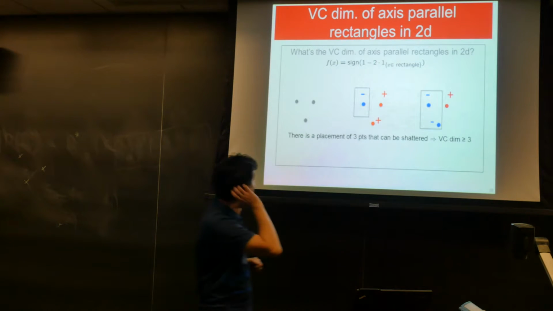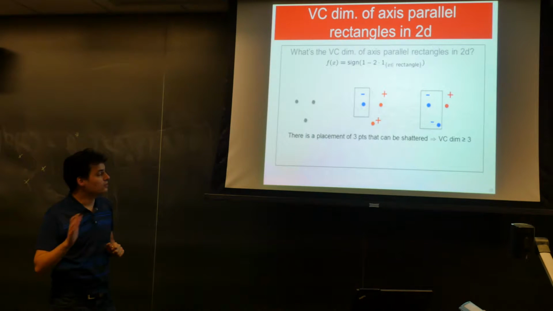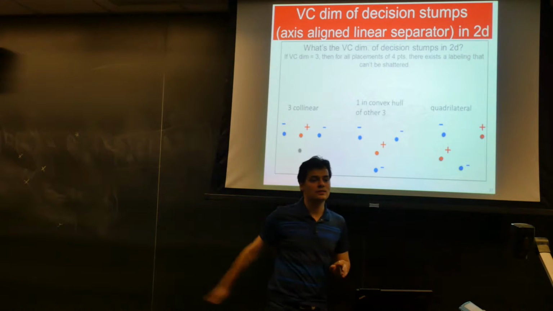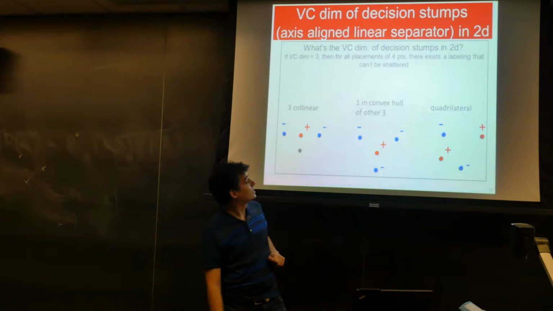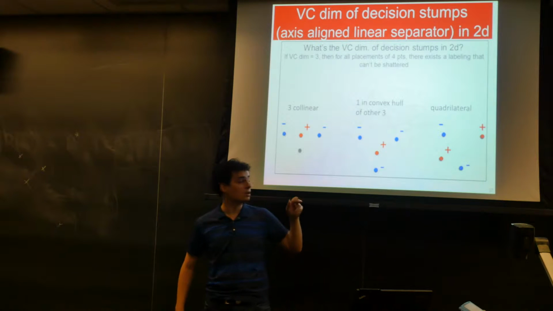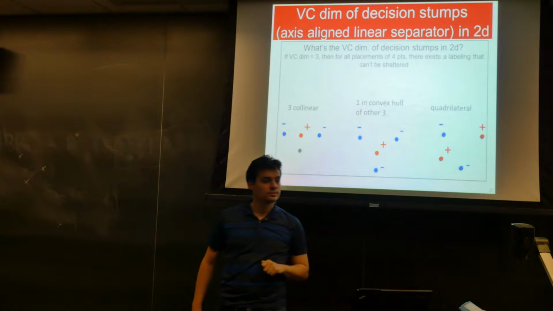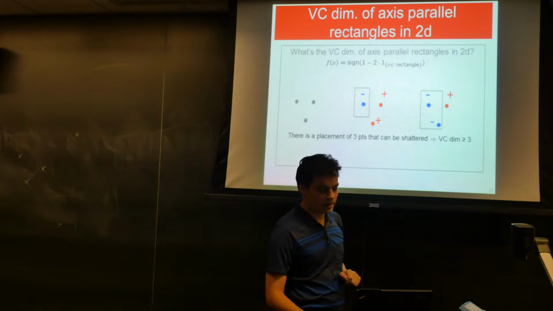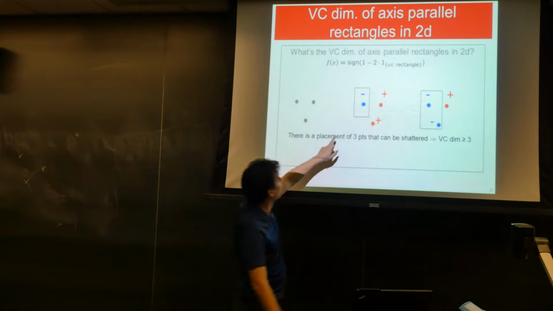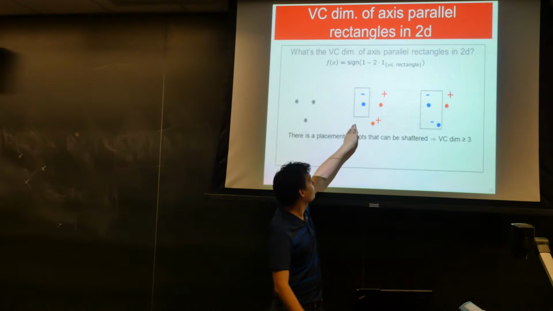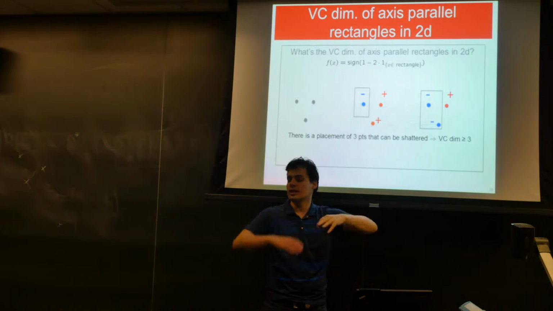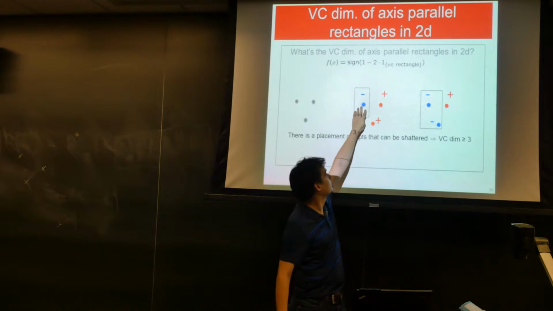Okay, let's see another set of classifiers. Any question about this? Is it clear that the VC dimension of decision stumps is 3 in this case, when the dimension of the domain of your features is 2? Okay, then let's see another class. In this case, the classifiers look like axis-parallel rectangles. The classifier can say that inside of my rectangle, it's class 1. Outside of this rectangle is class 0, or class minus, class plus.